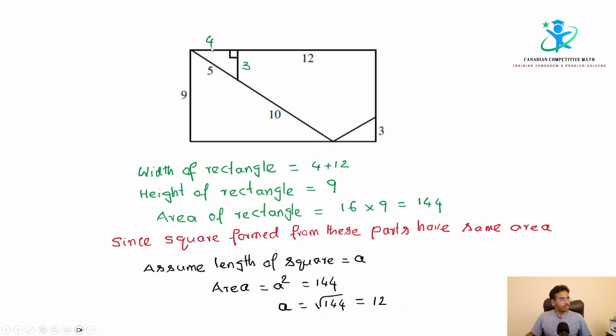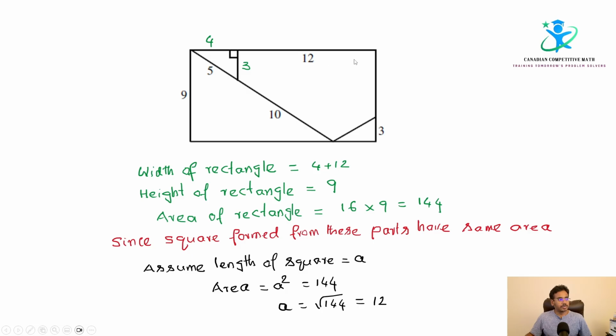So I've noted the sides we derived in the previous step on the actual shape that is given to us. So this side is 4 and this side is 3. We know that the height of the rectangle is 9. And from the figure, one part of the width of the rectangle we know as 12. And the other part we derived as 4.